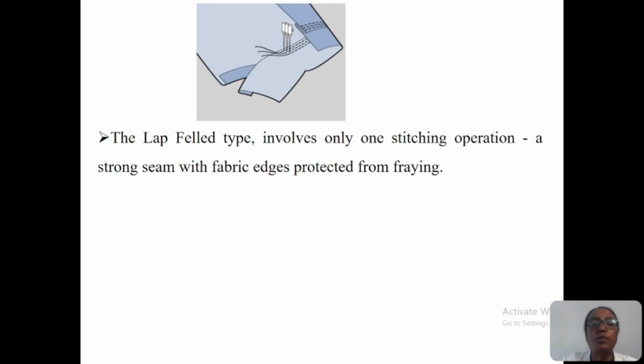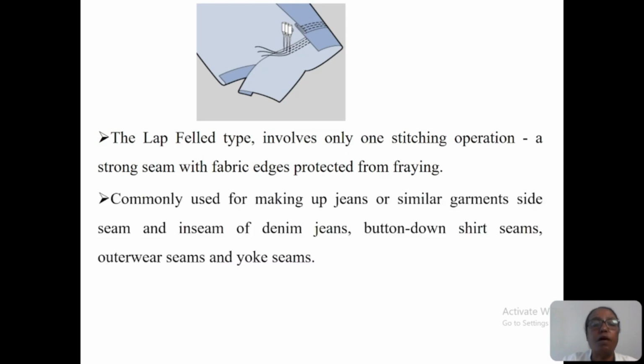The lapped seam type involves only one stitching operation. It is a strong seam with fabric edges that protects from fraying. This type of seam is used to protect fabric from fraying because the two pieces of fabric edge are already folded. So fabric fraying can be prevented. You will see this picture. This edge of the fabric is already folded and the other one is folded. So there is no extra seam allowance and there is no fraying. It can protect against fraying.